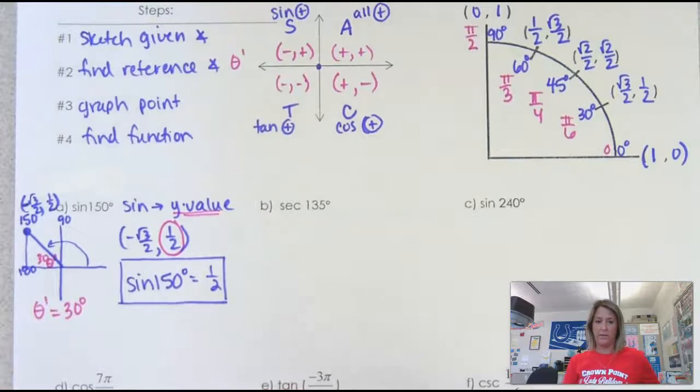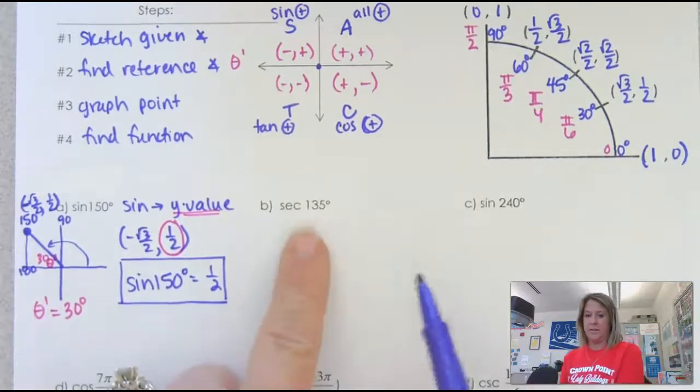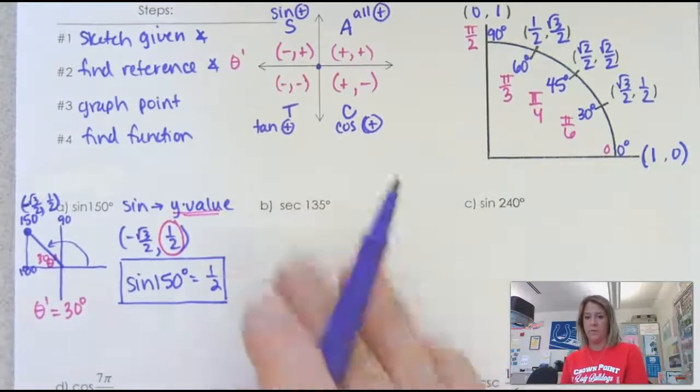That's the answer, 1/2. Evaluate. Give me a number answer. All right, the next one is secant. Secant of 135. All right, let's first graph the angle. Don't worry about the secant yet.